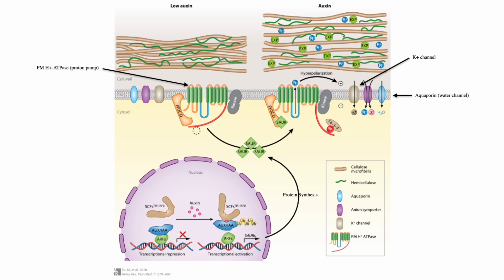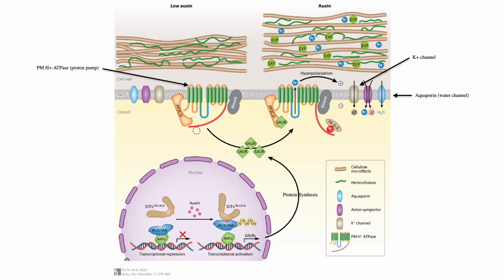This increase in plasma membrane proton ATPase activity acidifies the apoplast, activating expansins, seen here as EXPs, and cell wall remodeling enzymes to loosen the cell wall.